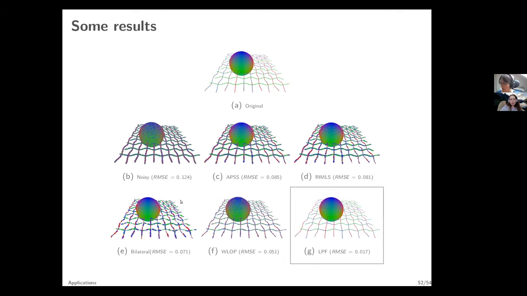And all of them tend to either denoise the shape or denoise well the linear parts, but not both, while our method can do both. So that's where it's really efficient.